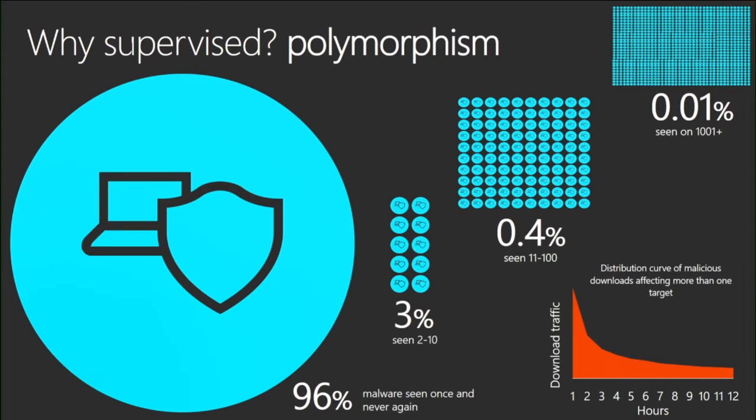Even when you look at the distribution curve of the threats that do affect more than one person, you'll see in the little orange chart there, you only have a couple of hours before you get to the tail of that curve. So having this predictive ability is absolutely essential today to fight against today's threats.